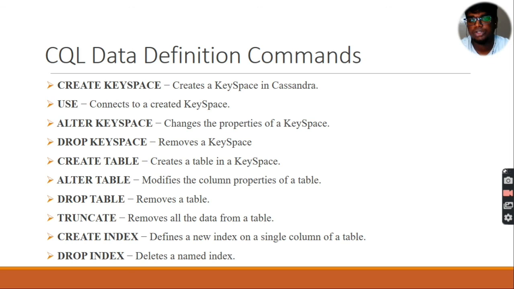Create table is used for creating a new table in a keyspace. Alter means modify, so you can modify some data using alter table. Drop table removes the table. If some data is wrong, you can remove it using drop table. Create index defines a new index on a single column of a table.